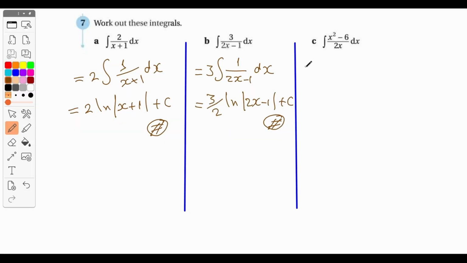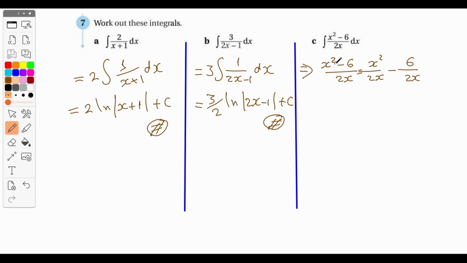Okay, what about this? The integral of (x squared minus 6) over 2x dx. This is not 1 over 2x. This is another thing. Here we have a function on the top, x squared minus 6 over 2x. But if we take this algebraic fraction, it could be written like this: x squared over 2x minus 6 over 2x. This is the same thing.